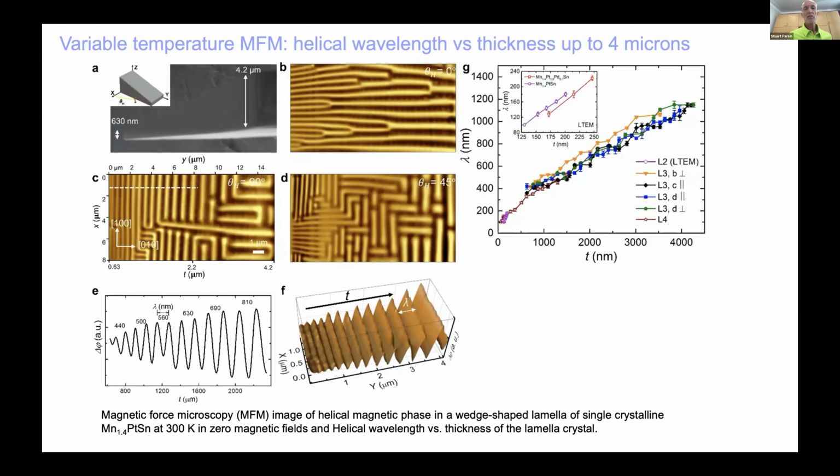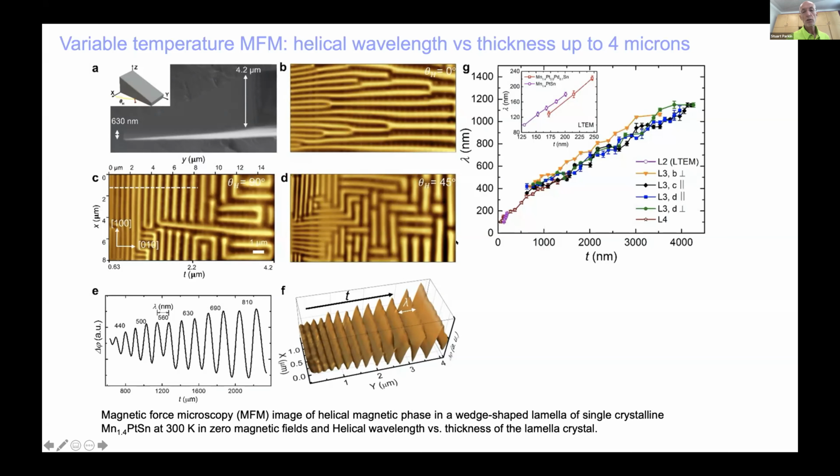So in B, you can see that the helix is pointing vertically, whereas in C, it's pointing horizontally. And in D, you can see a mixture of the 2 helical domains, pointing along the 2 crystallographic directions that favor block walls. From these data, you can visually easily see that on the left, the lines, the up and down magnetizations, are closer together than on the right.